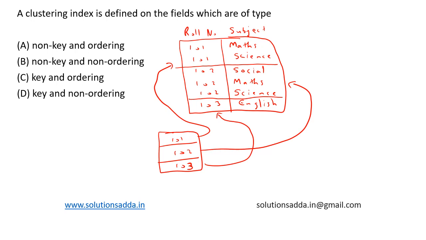So to create such kind of indexes, fields could be non-key attributes. That is, based on this, we can say that it could be non-key attributes, as well as an order is required so that we can form the clusters easily. So based on the options, option A, non-key and ordering would be the correct answer here.